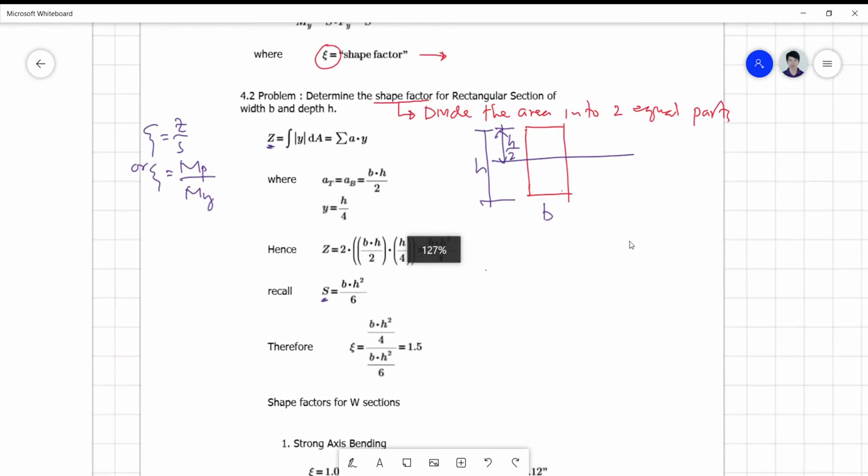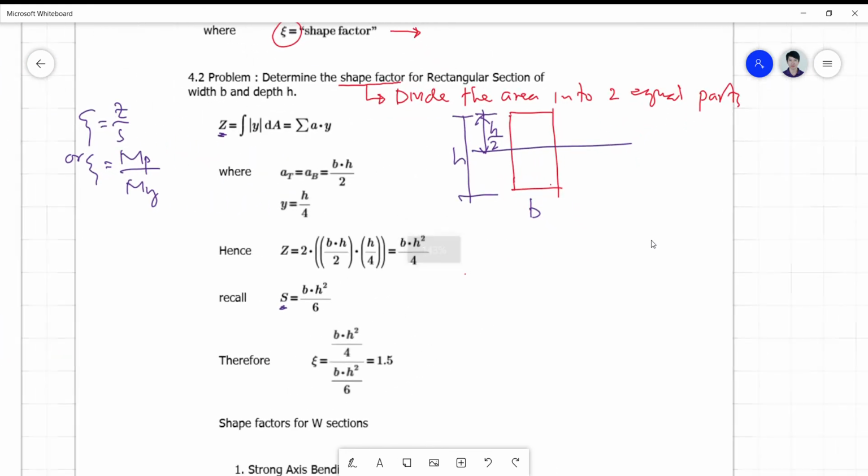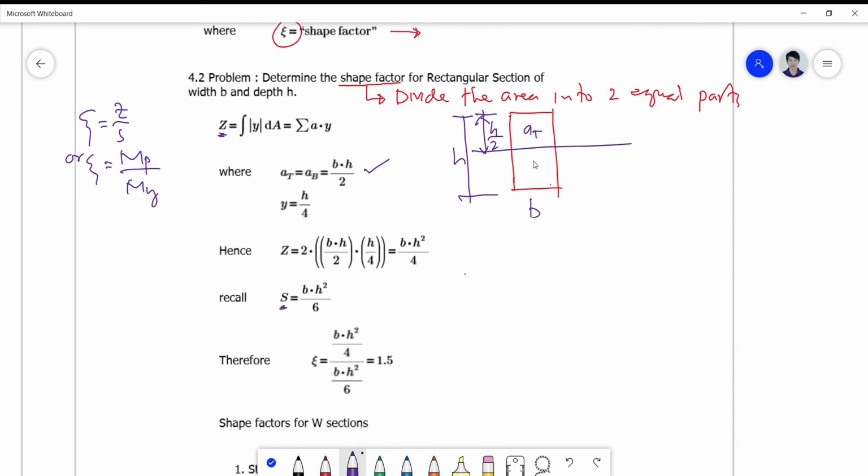Okay, so the area, if you divide it by 2, is simply b times h over 2. So this will be your area at the top, equal to the area at the bottom. So if this is the area at the top, it's the area at the bottom. So it's simply equal to 1/2 your base times height. And your centroid is simply defined in terms of h over 4.